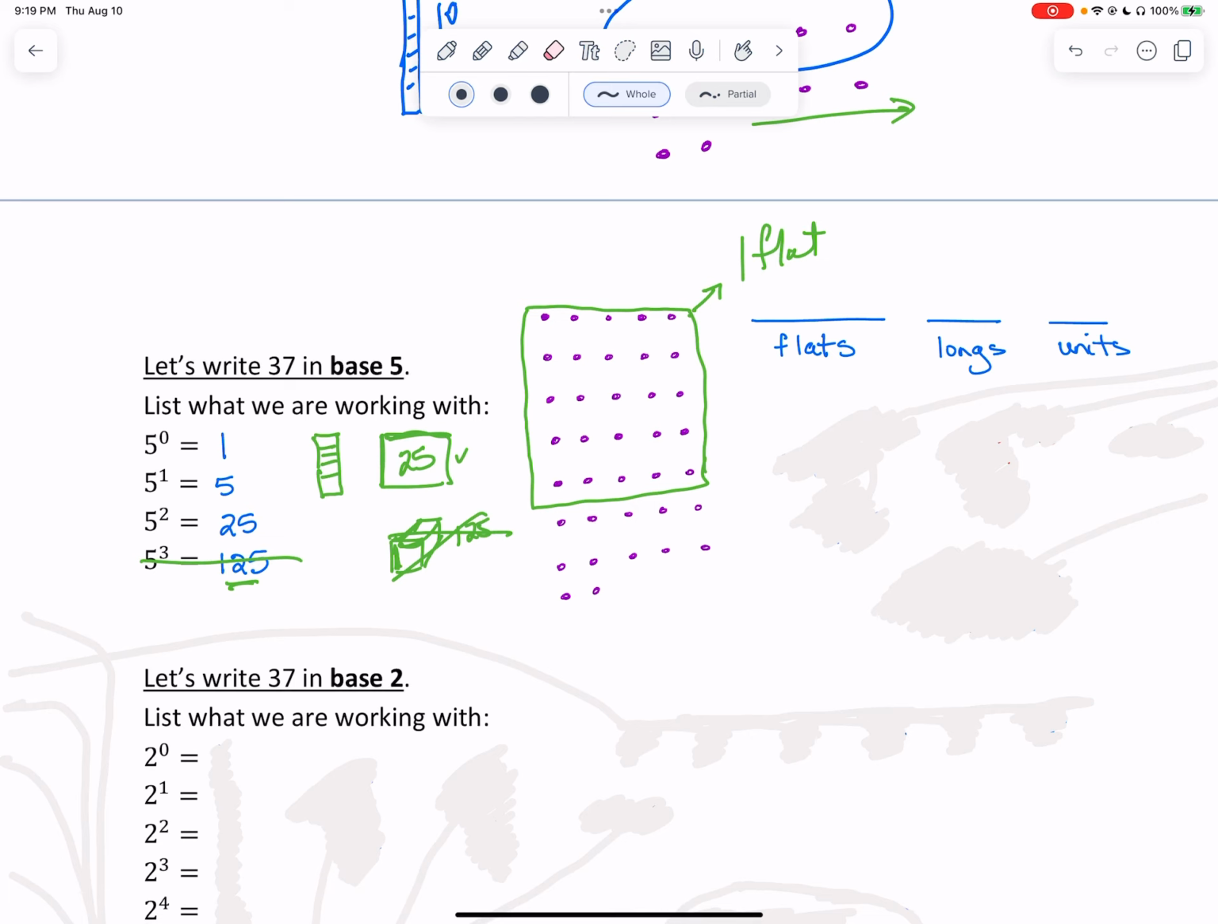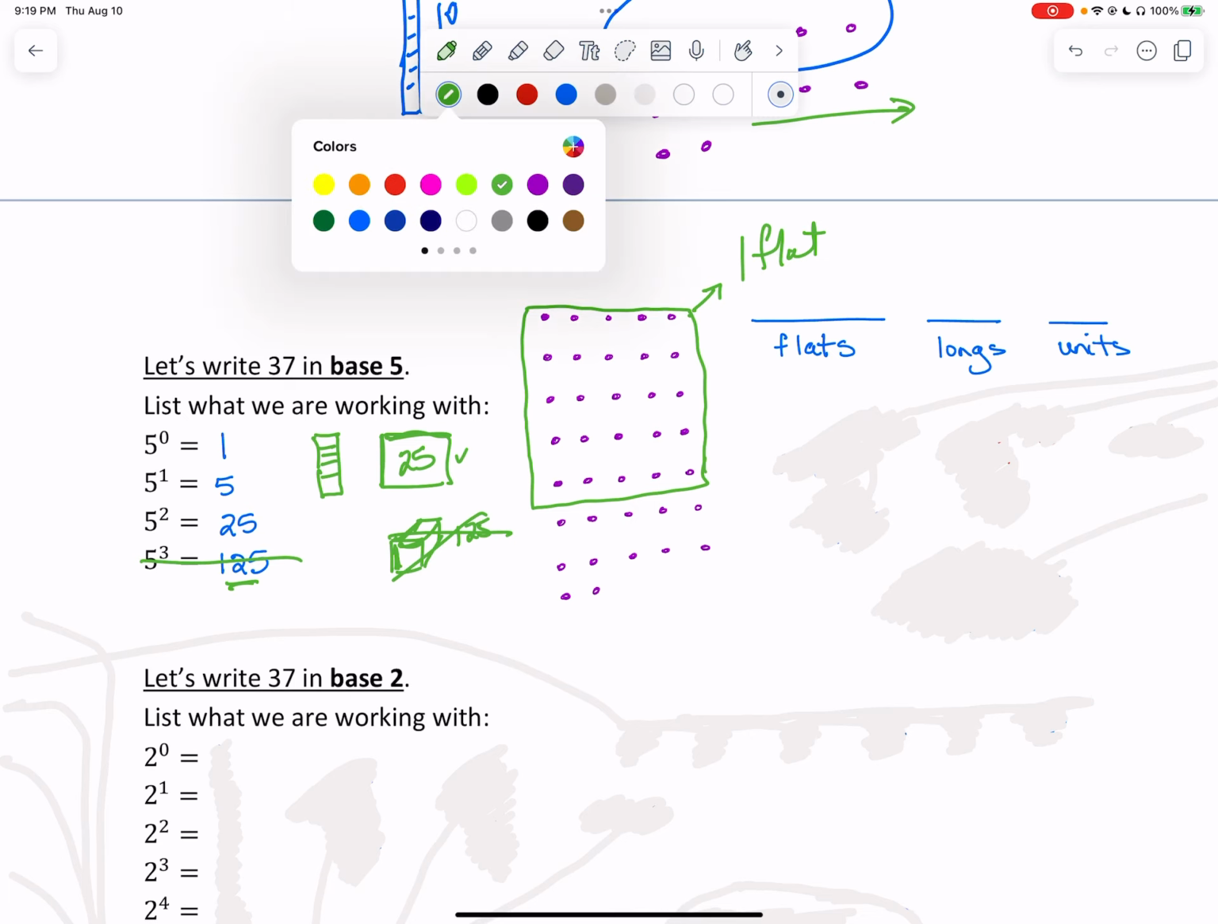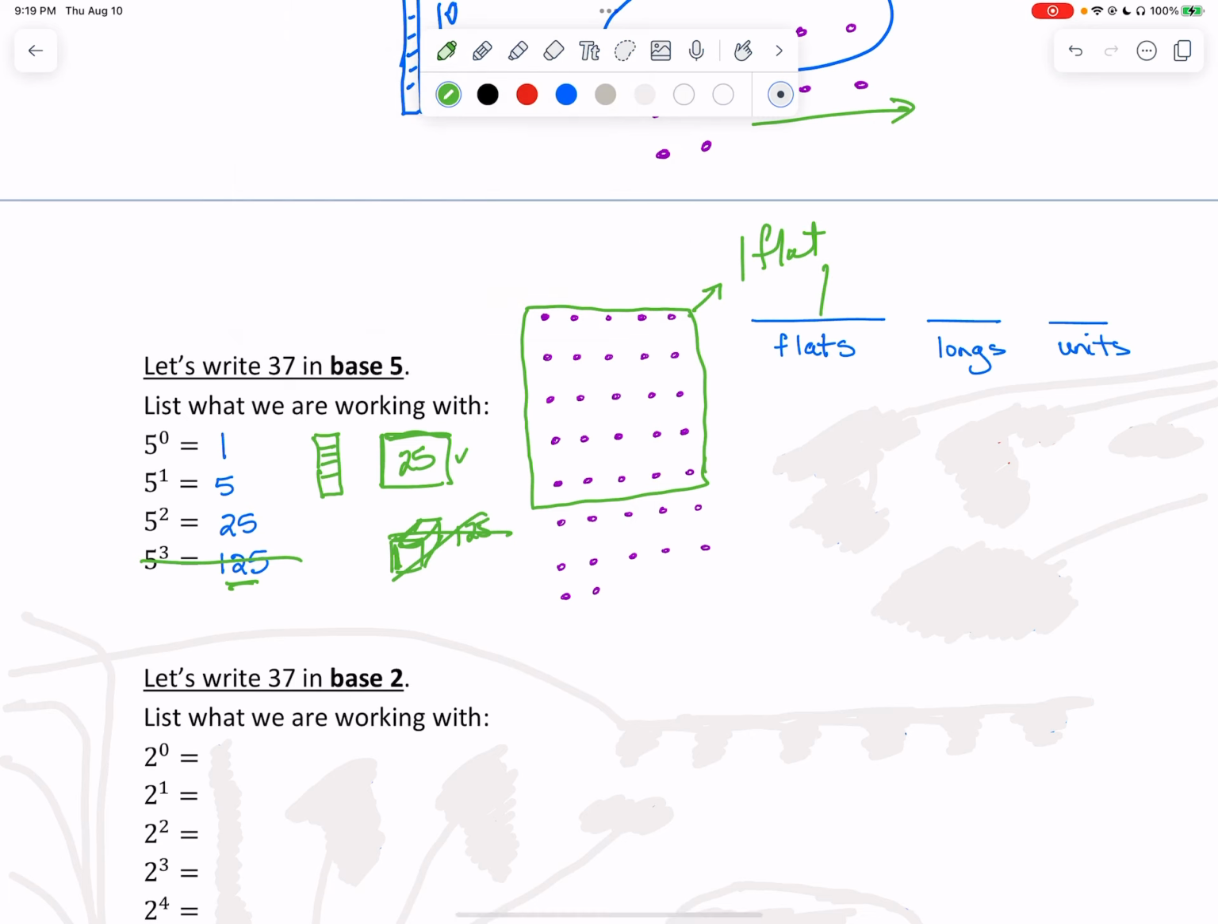So I have one flat. So I'm going to go ahead and put my flat. I'm going to put my 1 in there. Okay, so there's my 1. Got 1 flat. Okay, so that's done.